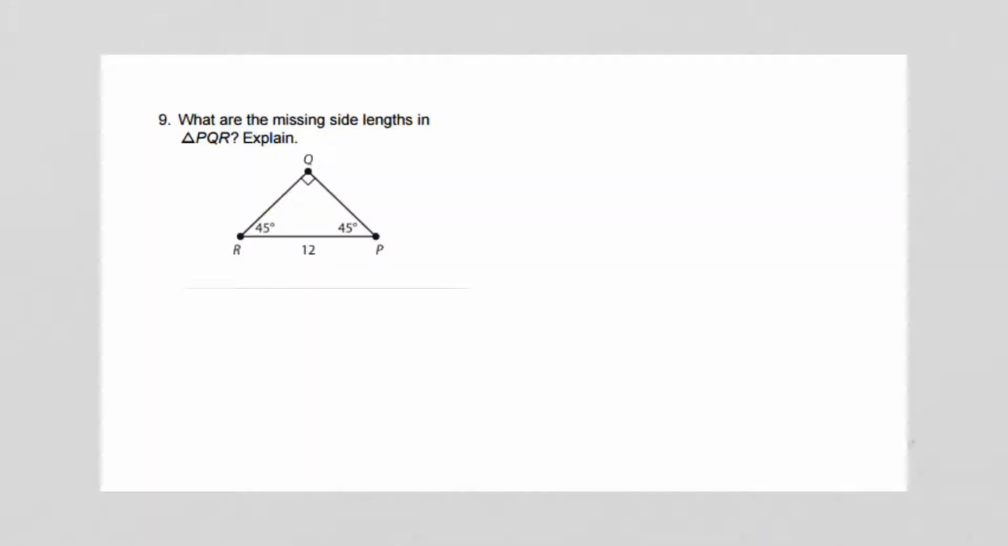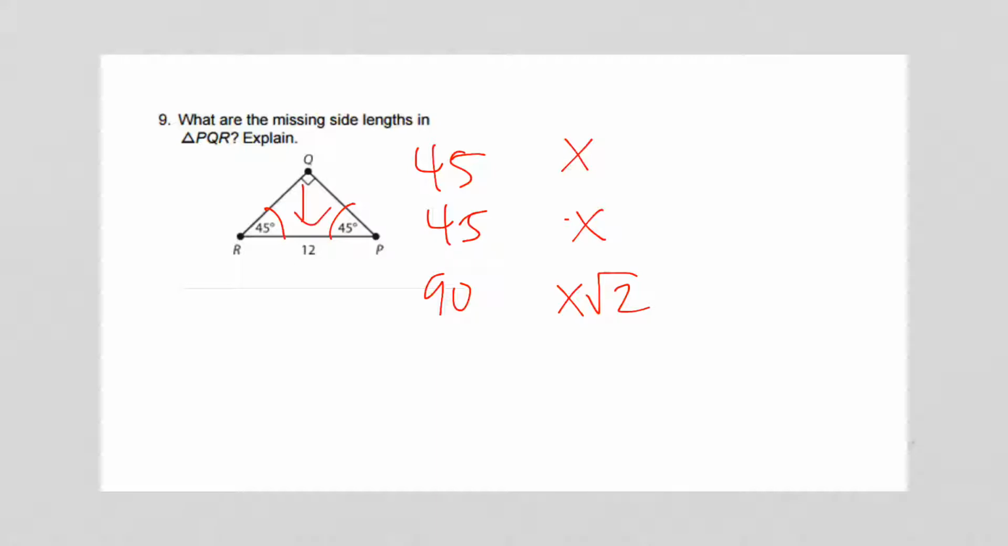Number 9, what are the missing side lengths? This is a 45, 45, 90 degree triangle, so this is an isosceles triangle. So it goes x, x, x square root of 2. Well, they give you the value of the hypotenuse. So the hypotenuse has to equal 12.